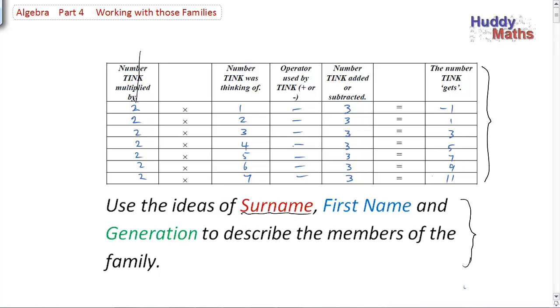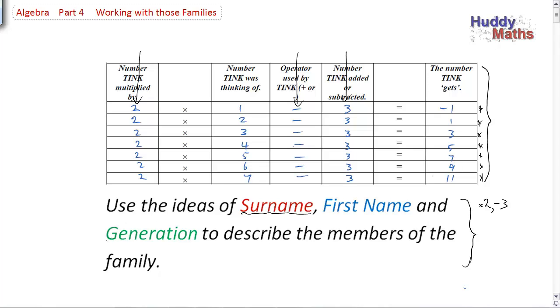What have we got? Multiplying by 2 and then subtracting 3. So the surname might be multiply by 2, subtract 3. That's the thing that all the members here have got in common. The things that are the same and the things that are different are what we want to look at.